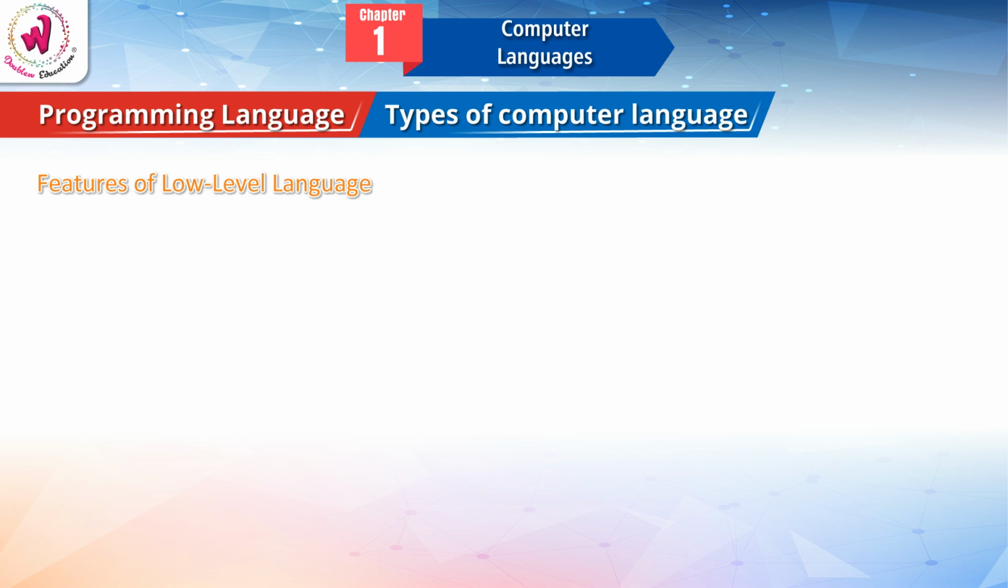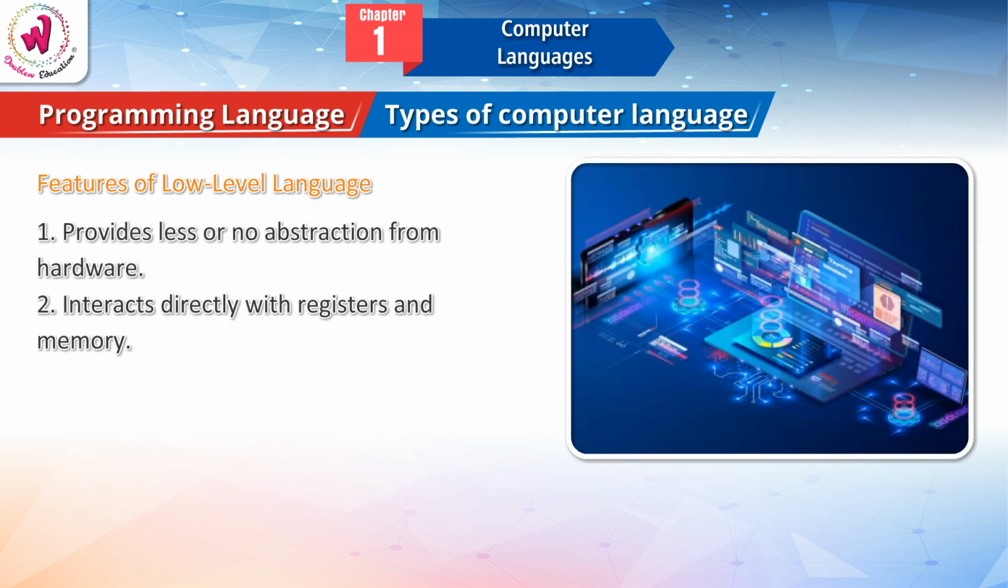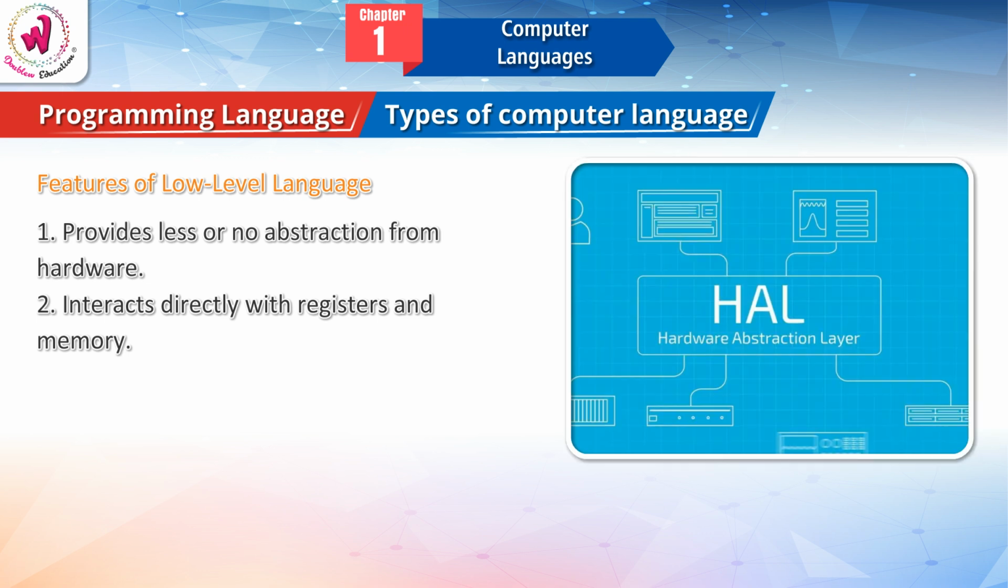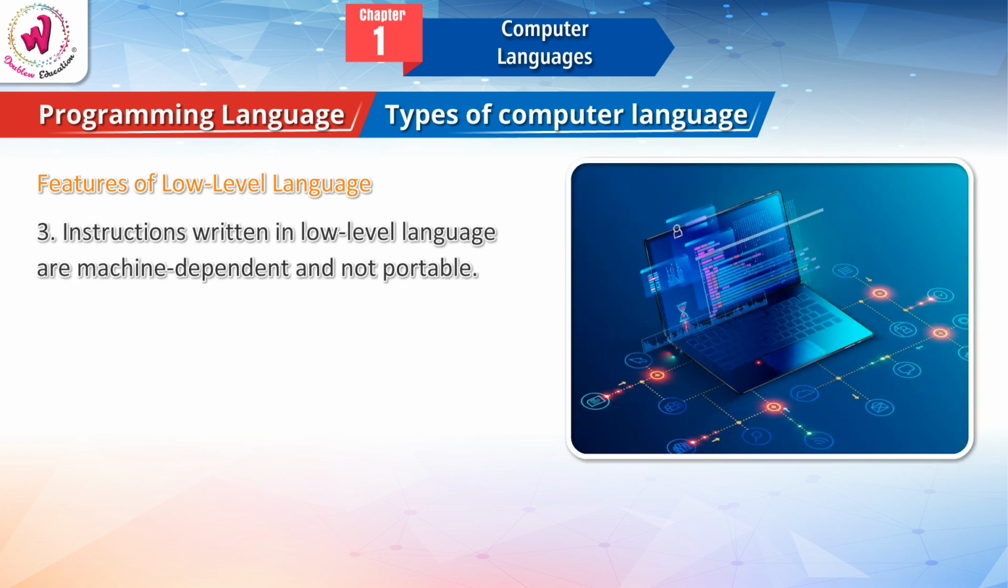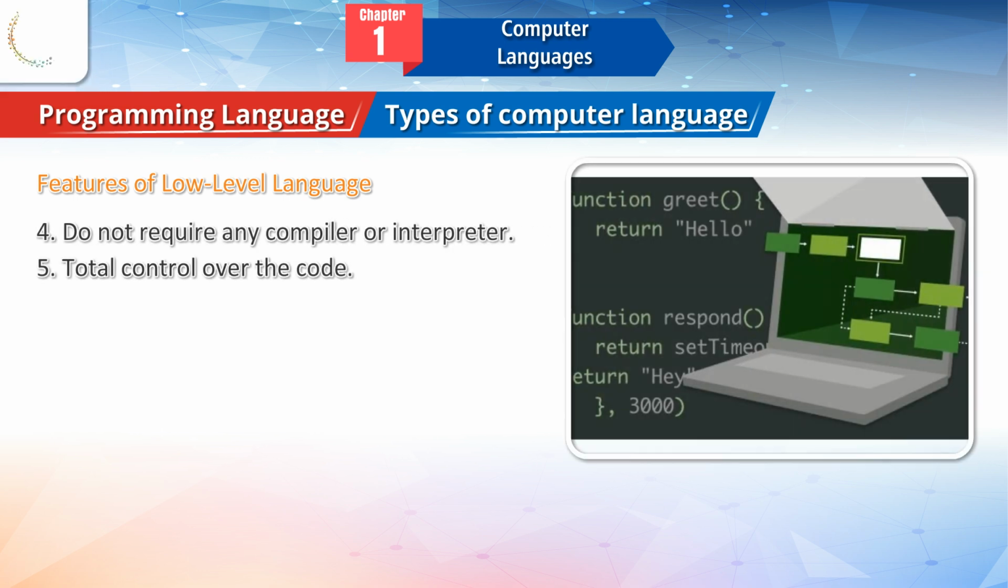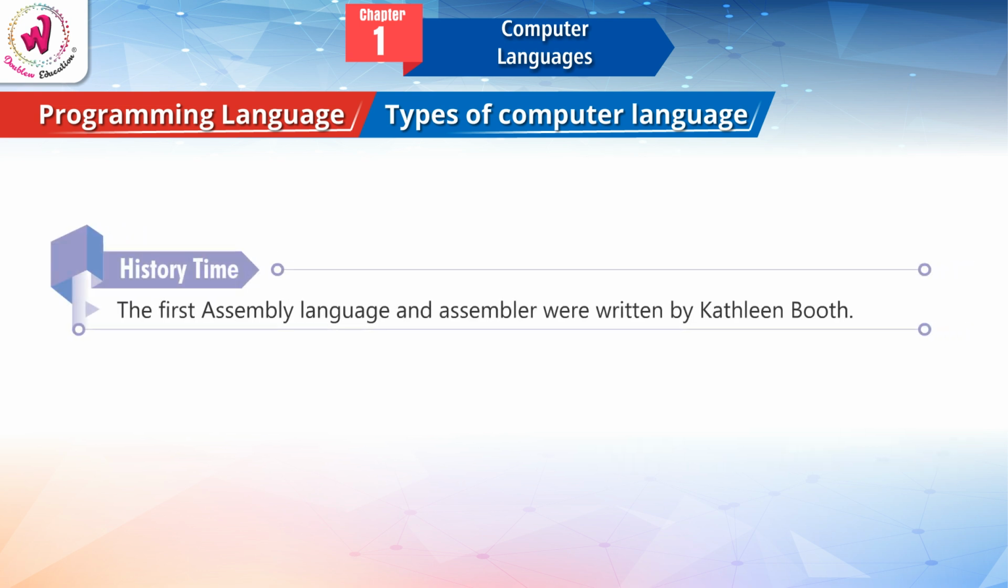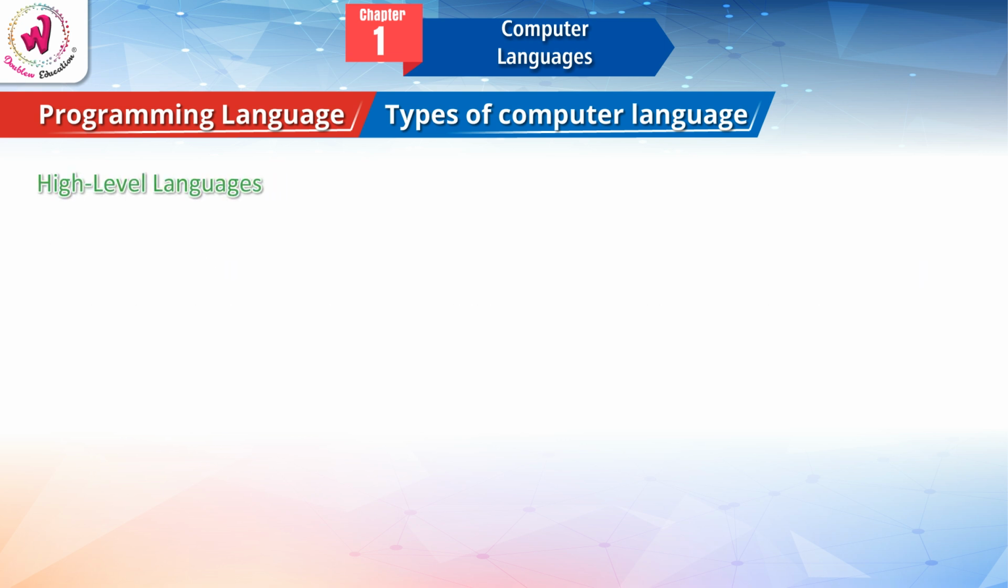Features of low-level language. The features of low-level language are as follows. 1. Provides less or no abstraction from hardware. 2. Interacts directly with registers and memory. 3. Instructions written in low-level language are machine-dependent and not portable. 4. Do not require any compiler or interpreter. 5. Total control over the code. History time. The first assembly language and assembler were written by Kathleen Booth.